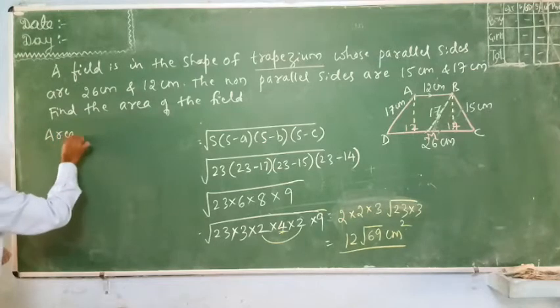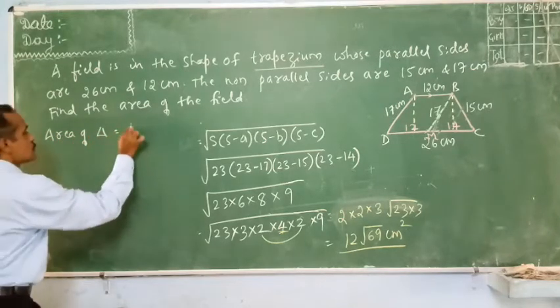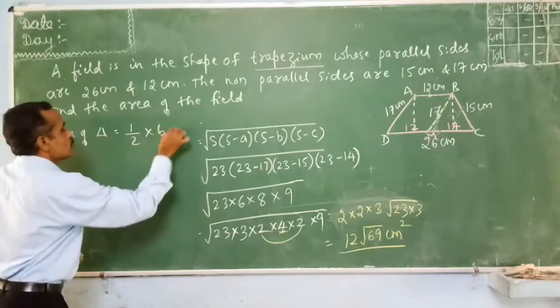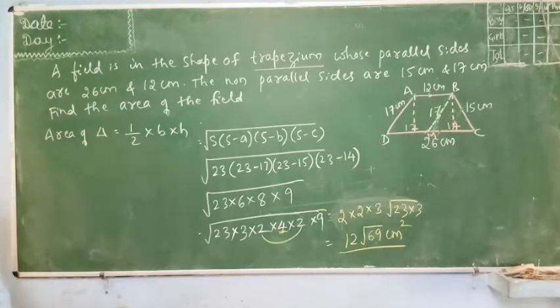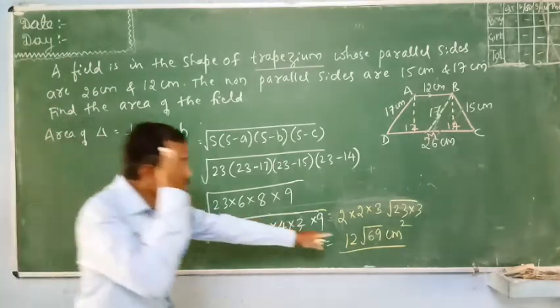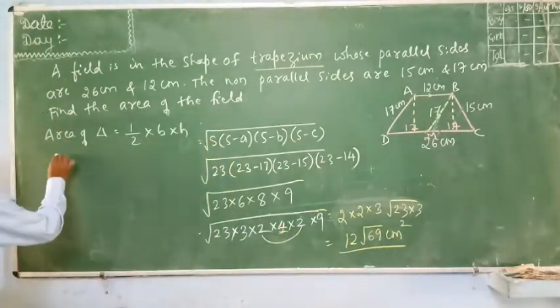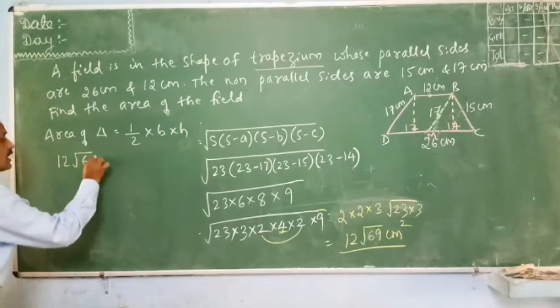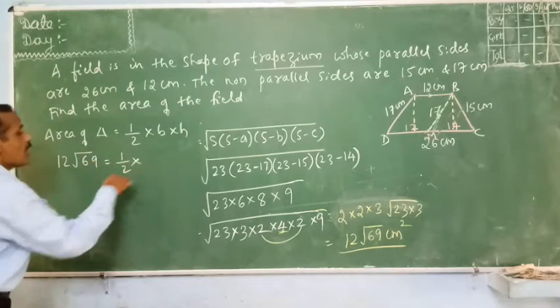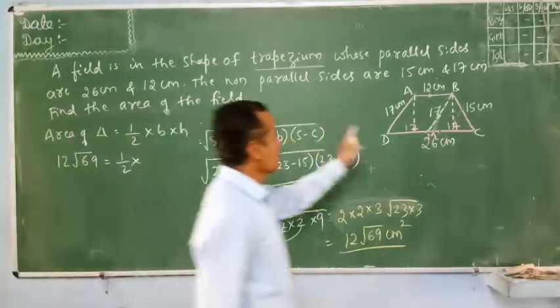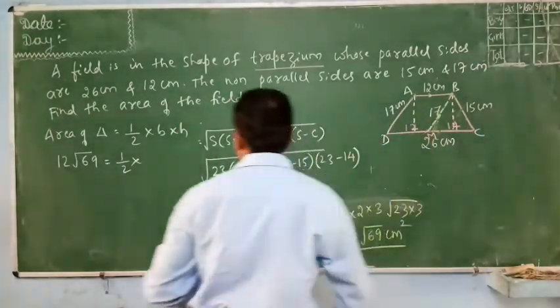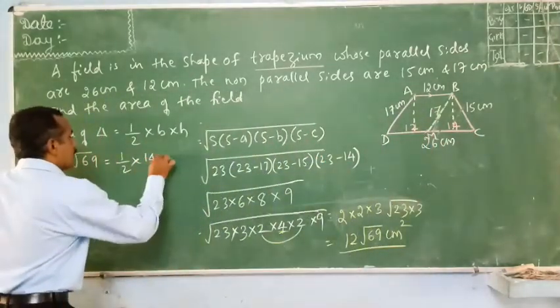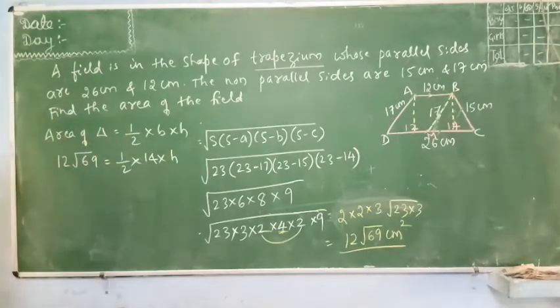Area of triangle is equal to half into base into height. Area is known to me: 12 root 69 is equal to half into base. Base is 14, and height is unknown for me.